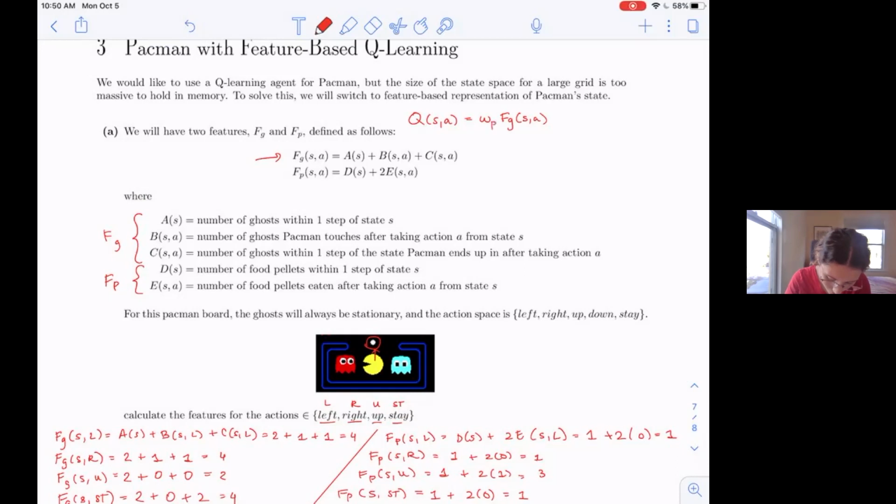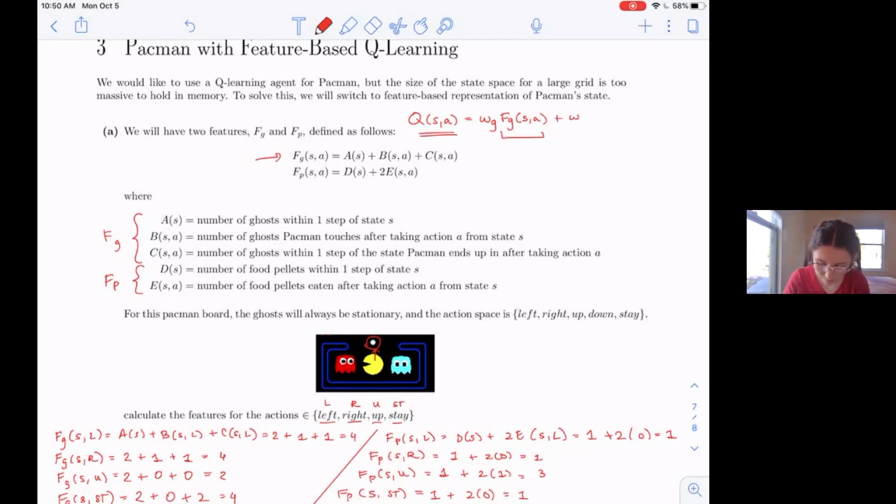So we have a weight, WG, which essentially captures how much of the feature FG at a particular state S and an action A is coming into play for the Q value for that particular S, A.